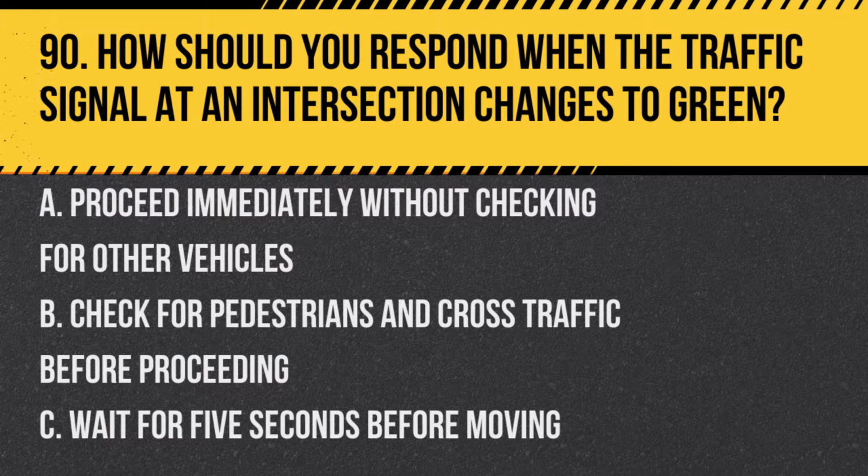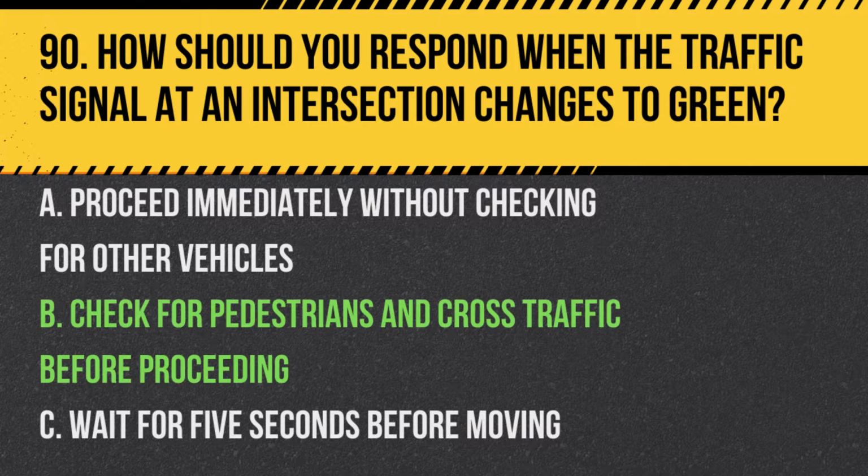Question 90. How should you respond when the traffic signal at an intersection changes to green? A. Proceed immediately without checking for other vehicles. B. Check for pedestrians and cross traffic before proceeding. C. Wait for 5 seconds before moving.